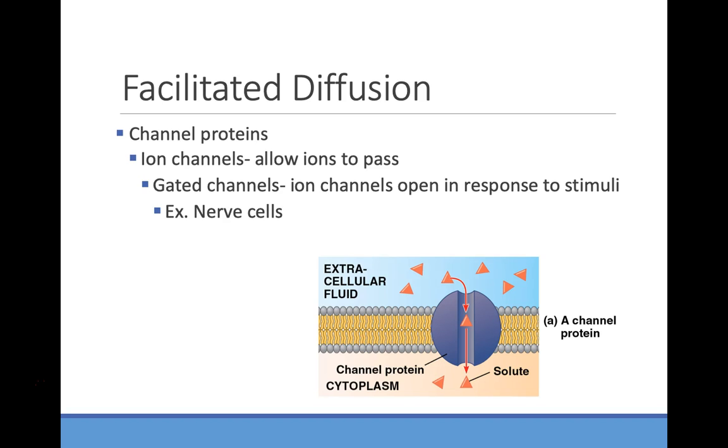Channel proteins are often ion channels, which are specific and allow only certain types of ions to pass through. An example of this are gated channels. These are found in nerve cells, and they're important in sending messages along those nerve cells. In a gated channel, we have a slightly modified version of a channel protein where the ion channel opens in response to some sort of stimulus. And when that channel opens, it allows the ion to move through via diffusion.